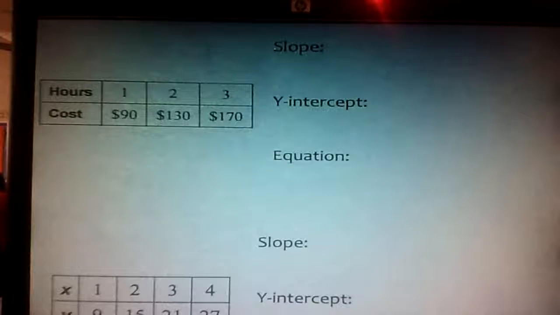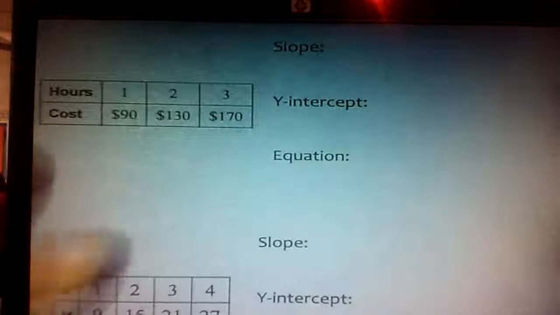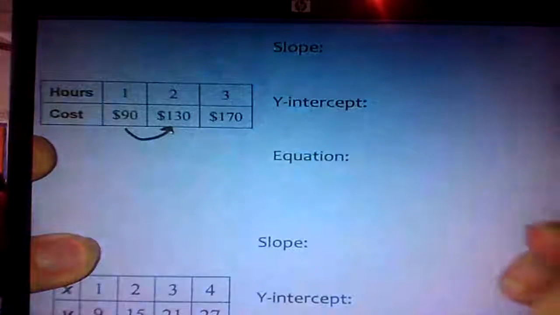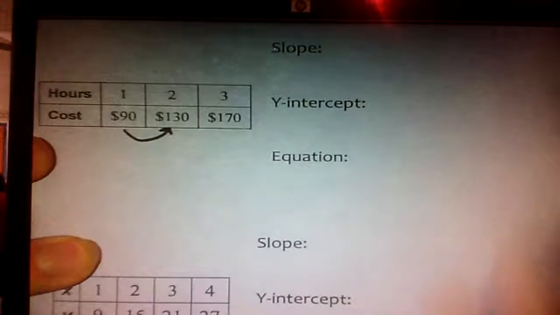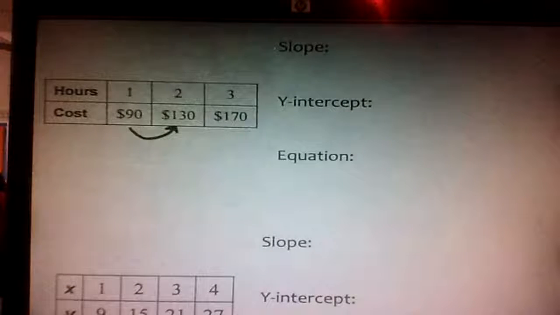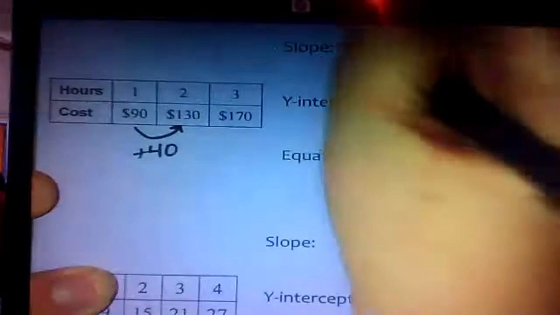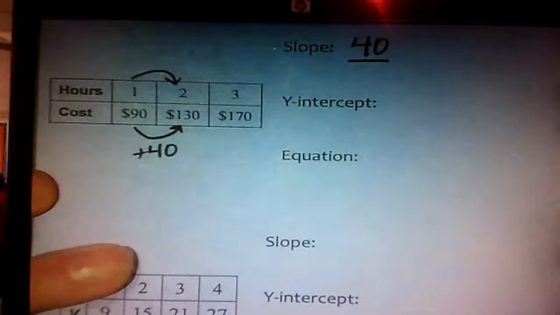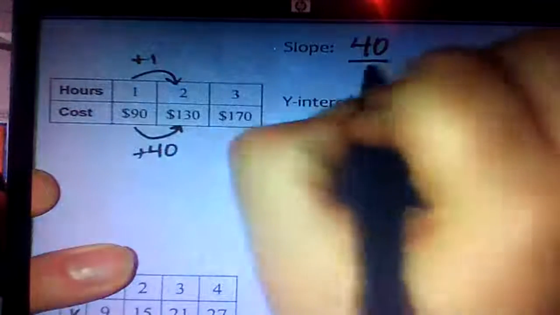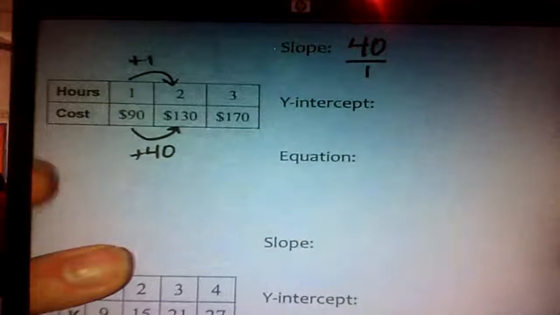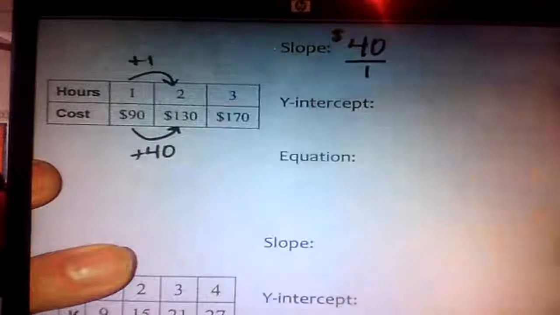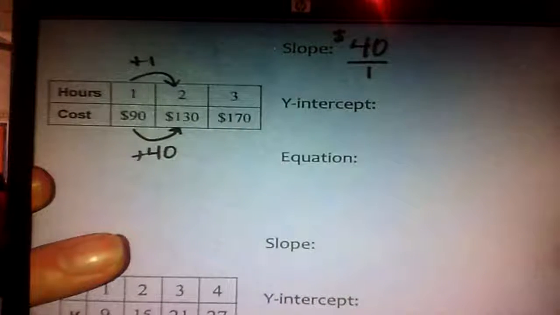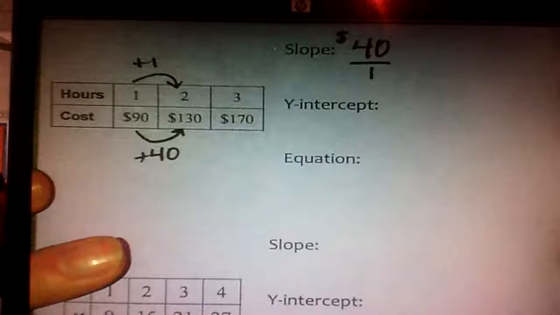Okay. What's my slope in this one? What's my change in y? You have $90. I increased you to $130. How much do you have now? $40 difference. My hours have increased by 1. So every hour you're gaining $40. $40 an hour. I want that job. That is a pretty good job.